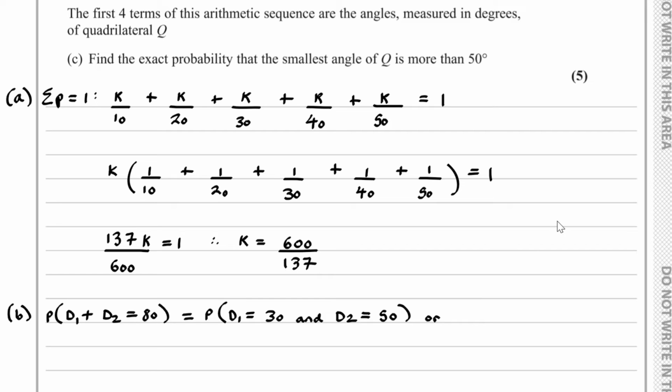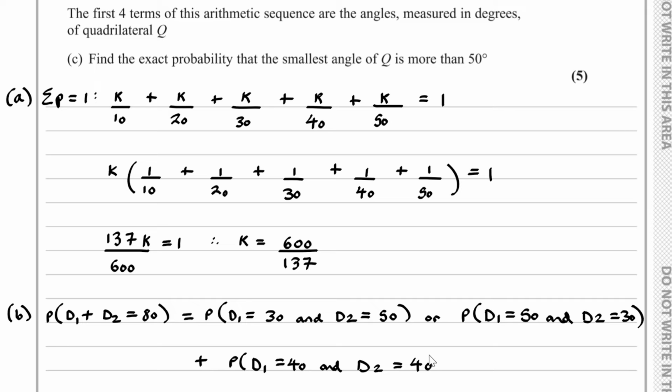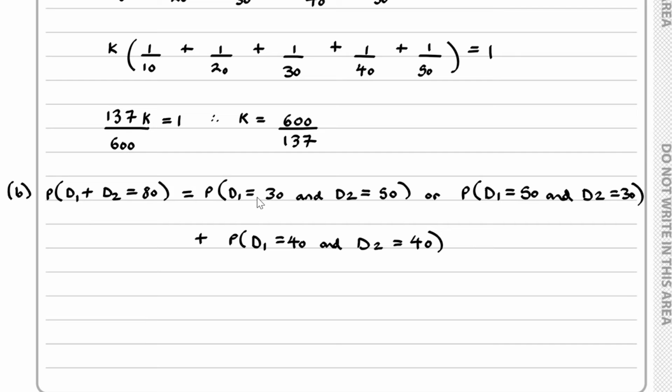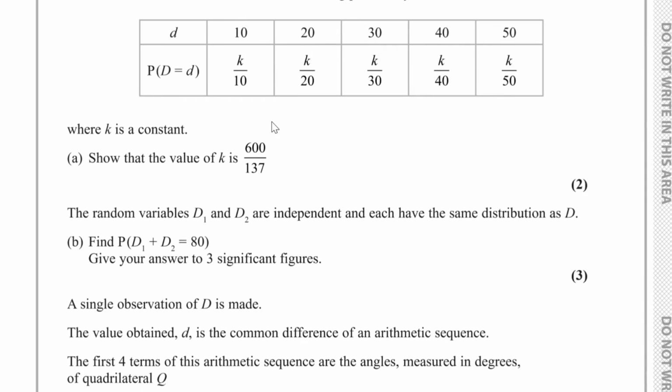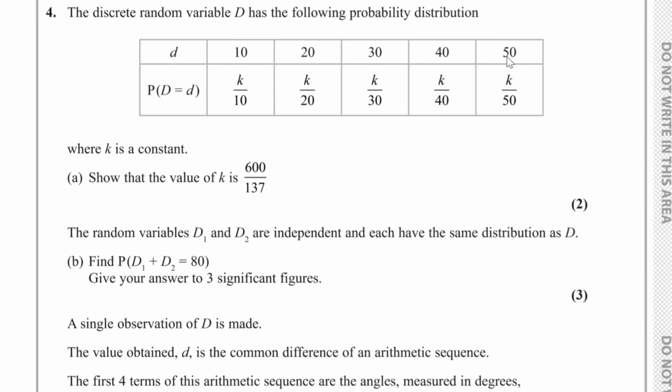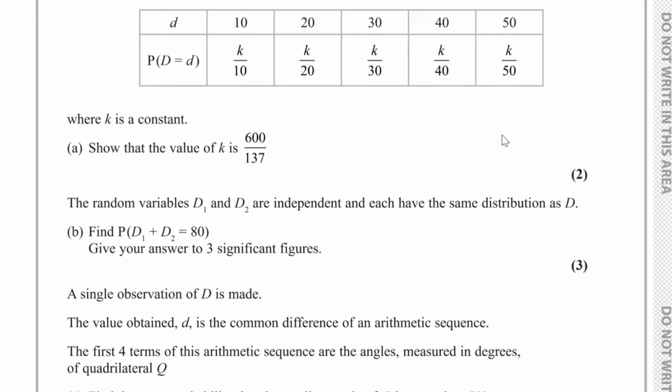Or we can have the probability of d1 equaling 50 and d2 equaling 30. 50 plus 30 gives the 80. Or we can have d1 equal to 40 and d2 also equal to 40. 40 plus 40 gives the 80. Now, the probability that d1 equals 30 and d2 equals 50, we have k over 30 and k over 50.